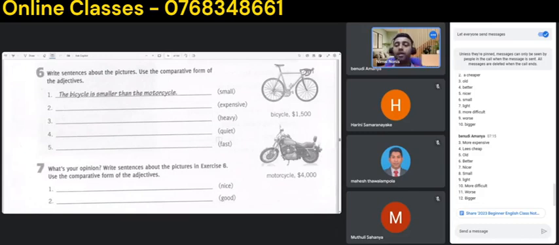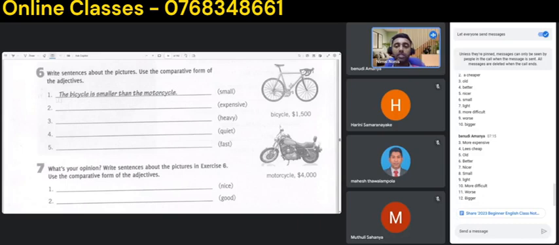Write sentences about the pictures. Use the comparative form of the adjectives. Okay, now we need to write sentences about the pictures, and we have to use the comparative form of the adjectives. So this is a bicycle. How much is this bicycle? $1,500. This is a motorbike. How much is the motorcycle? This is $4,000. Within parentheses they have given the adjectives.